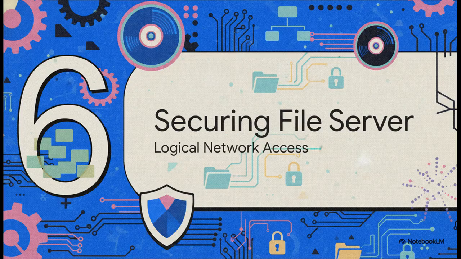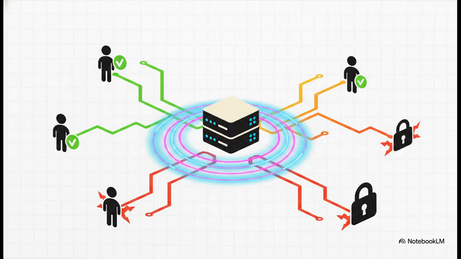Section 6. Securing the file server. Let's transition from the bottom-up physical disk layer to the logical Active Directory layer. Let's move on and see how this builds out our complete enterprise solution. We have successfully secured the physical disks from hardware failure. Now it's time to secure the logical network access from unauthorized users.